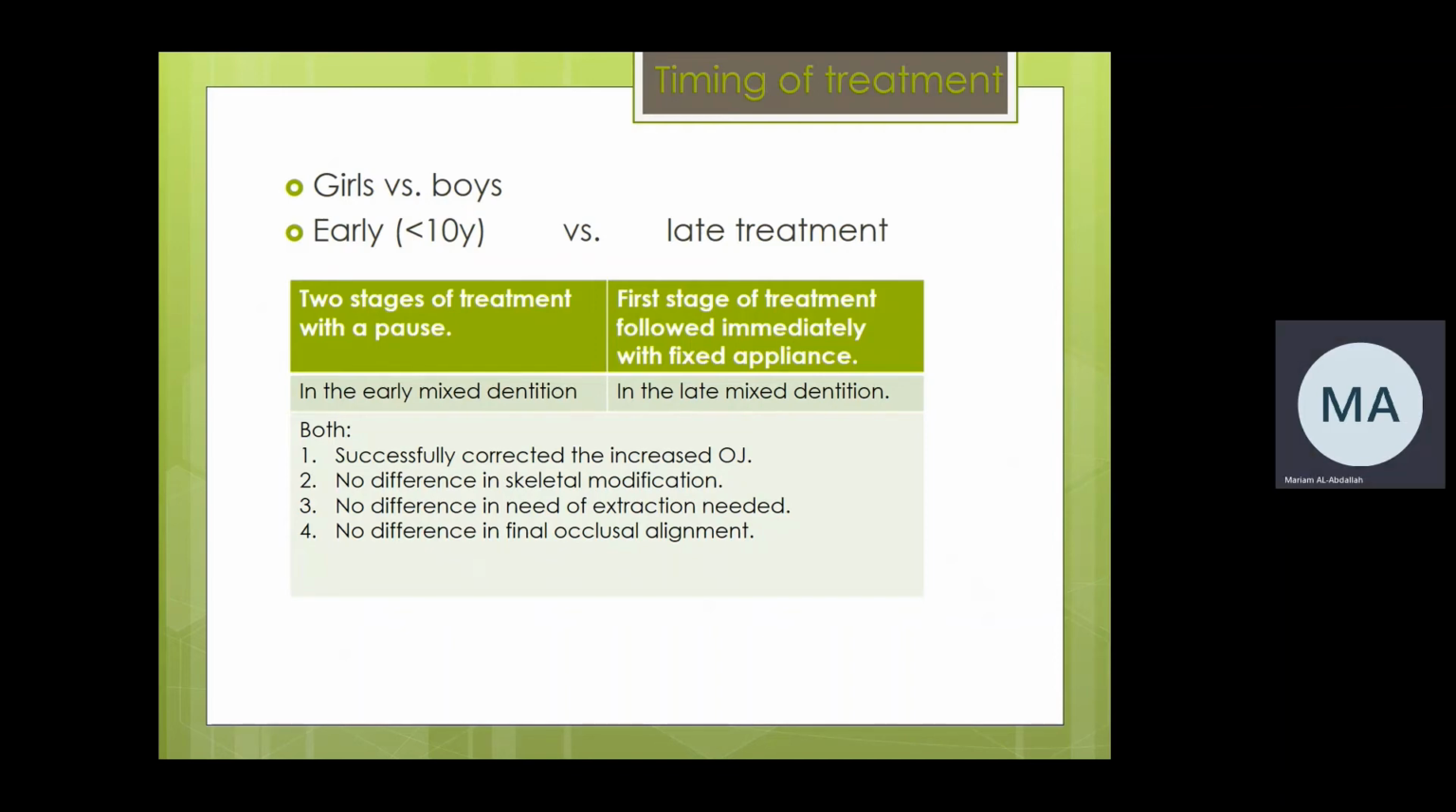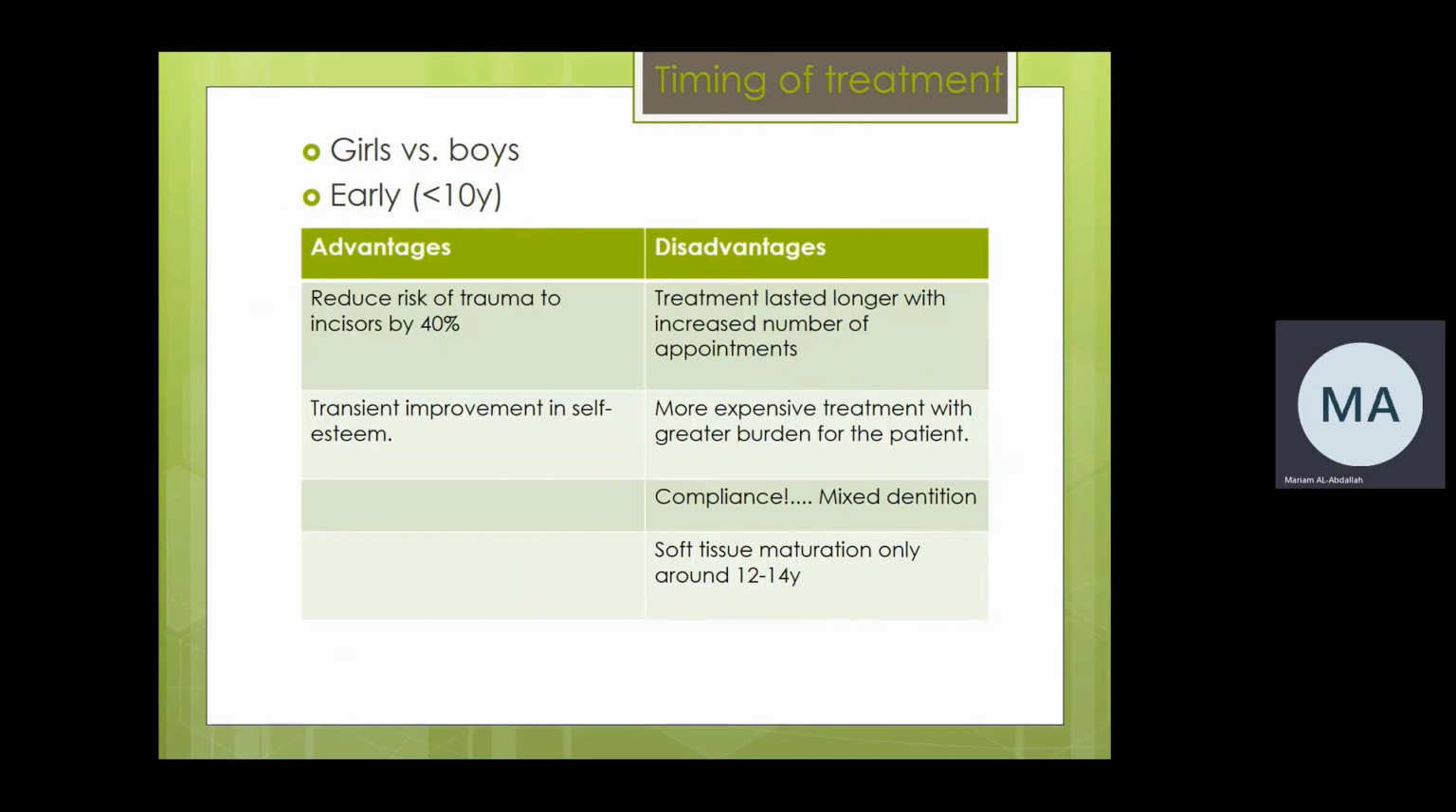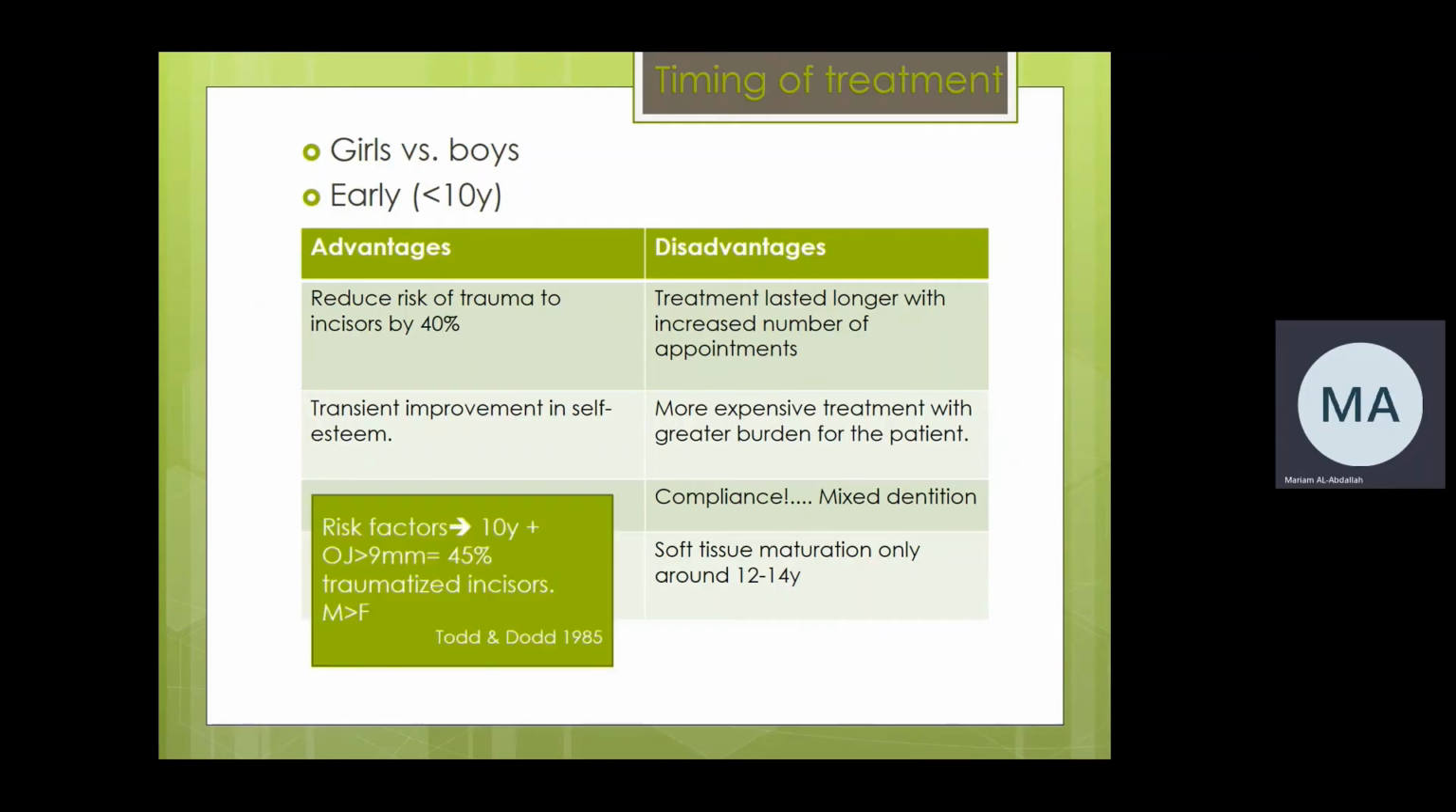Both approaches proved to be successful in correcting the overjet. And there is no difference between them in terms of skeletal modification, extraction need at the end of the first stage, or final occlusal alignment. They are the same. But the advantages of an early treatment before 10 years of age is to reduce the risk of trauma by about 40%.